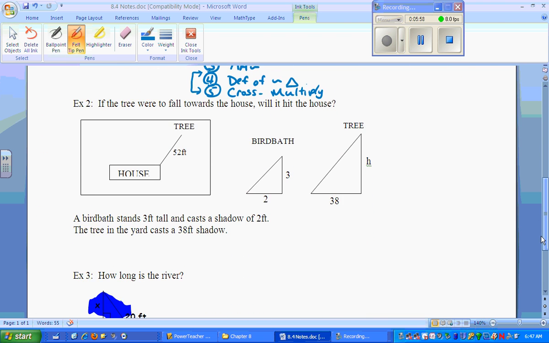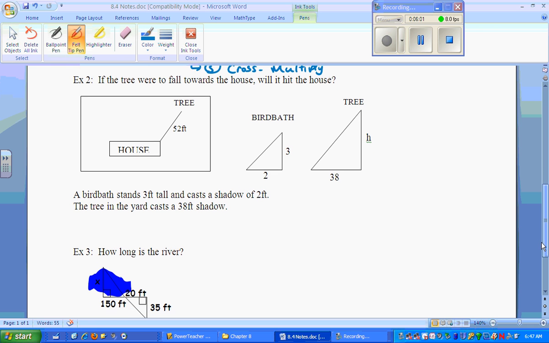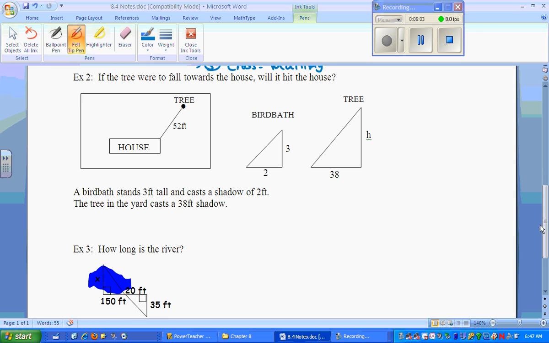The second part of the lesson is now the stuff that you probably did 6th, 7th, 8th grade, where you had to find missing heights, missing shadow lengths, different things like that. So in example 2 here, if the trees were to fall towards the house, will it hit the house? Okay, here's the yard. The house is here. The tree is there. The distance from the tree to the house is 52 feet.